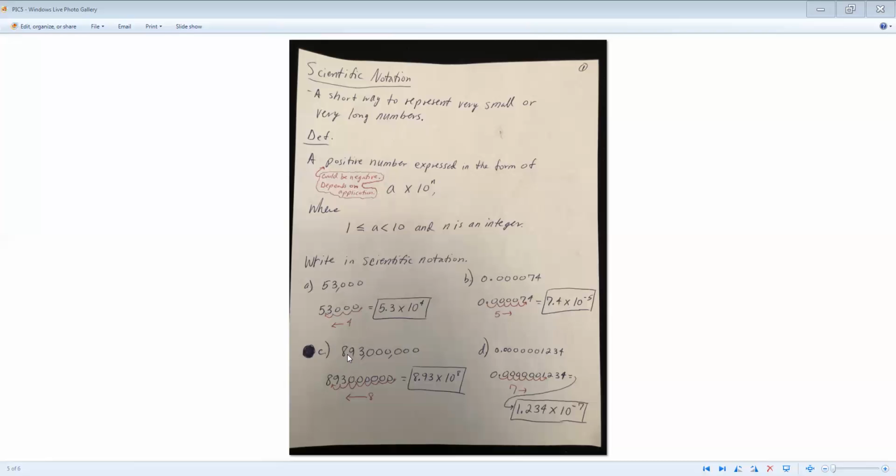So let's try it again. We have 893 million. So move your decimal 8 spots to the left in order to get this between the 8 and the 9. So I have 8.93. And since I went 8 to the left, that's going to be times 10 to the 8th power. Here we have 0.0000001234. The decimal needs to go in between the 1 and 2 to create a number in between 1 and 10. So that would be 7 decimal places to the right. So that's 1.234 times 10 to the negative 7th power.